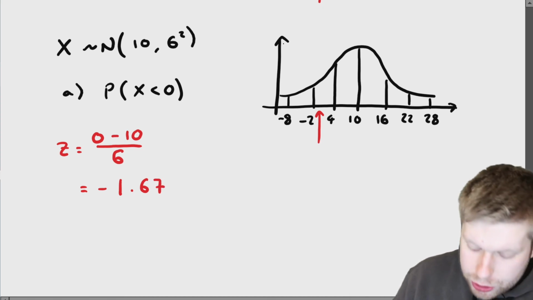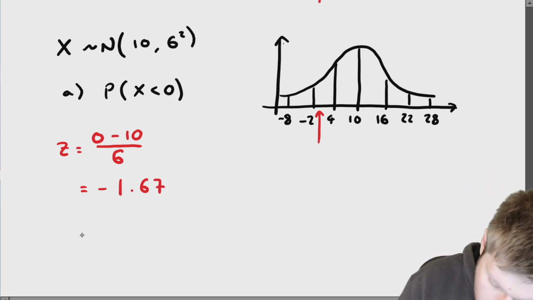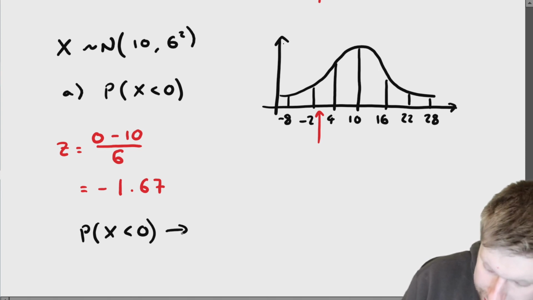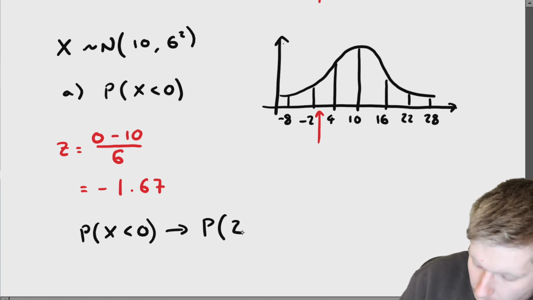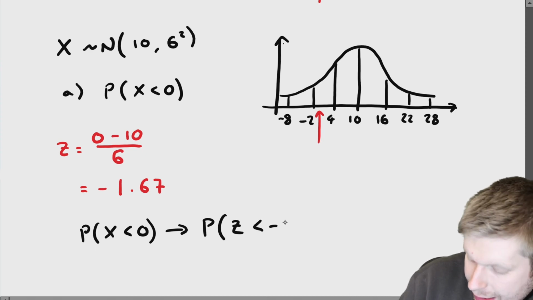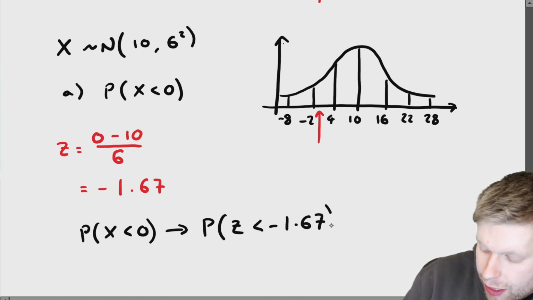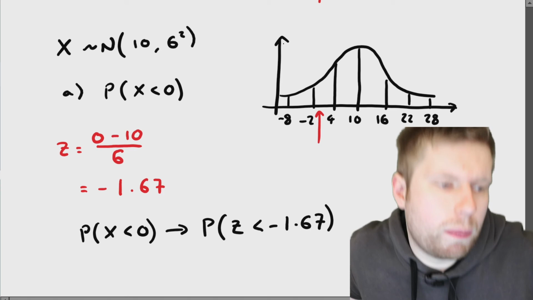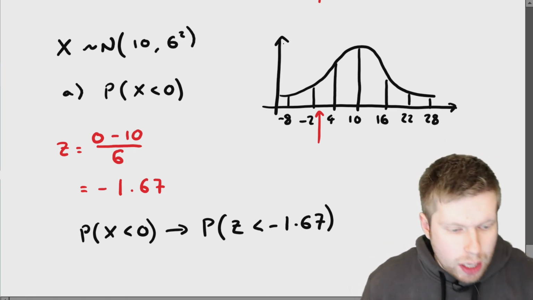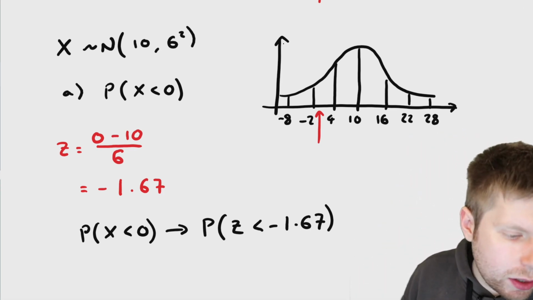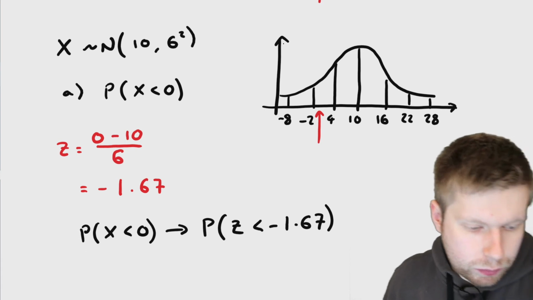1.67. Okay, so basically if I transform this, I'm no longer looking for the probability that x is less than 0. I'm basically saying, well, okay, what's the probability of finding a value which is less than negative 1.67 standard deviations below the mean? Okay, so negative 1.67. So in order to answer this, I'm going to come to my tables.